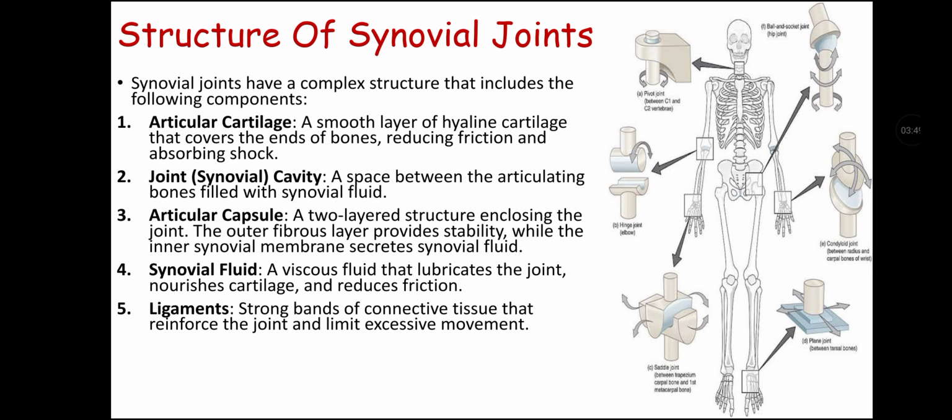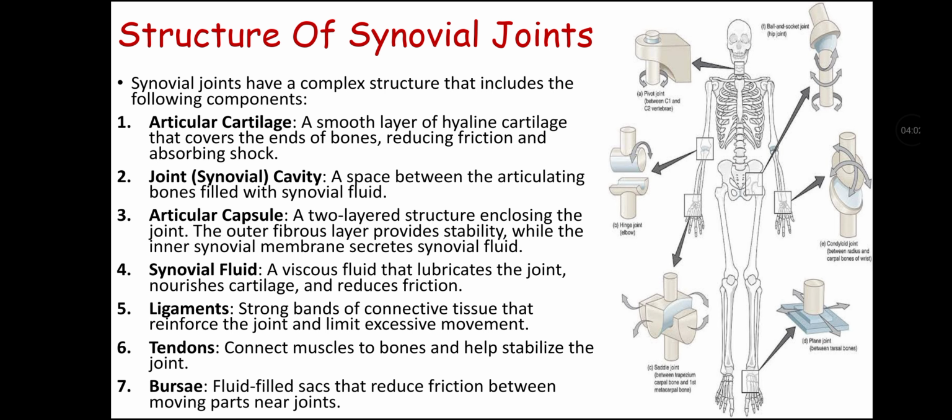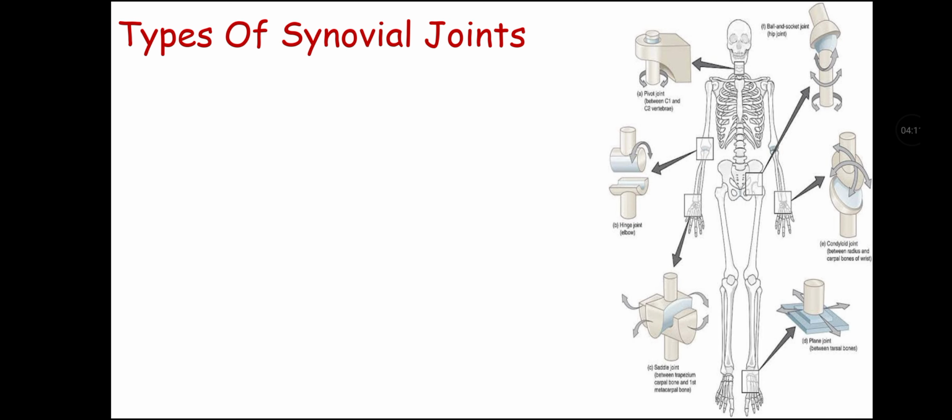Next part is ligaments. Those are strong bands of connective tissue that reinforce the joint and limit excessive movement. Next part of joint is tendon, which connects muscles to bones and helps stabilize the joint. Next part is bursae. That is a fluid-filled sac that reduces friction between moving parts near joints. Now let's talk about types of synovial joints.